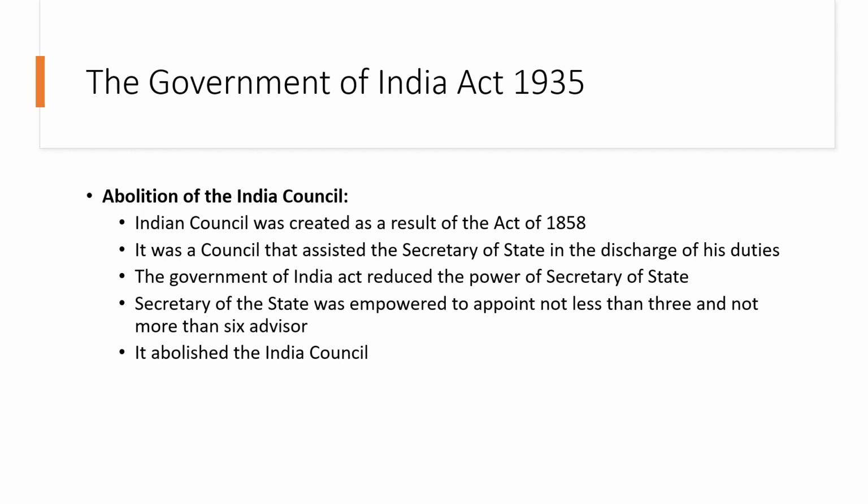The Secretary of State was empowered to appoint not less than 3 and not more than 6 advisors, and it was just like a small committee of an advisory nature. This act abolished the Indian Council, and it reduced the powers of the Secretary of State, and it gave all the powers to the Governor General of India.